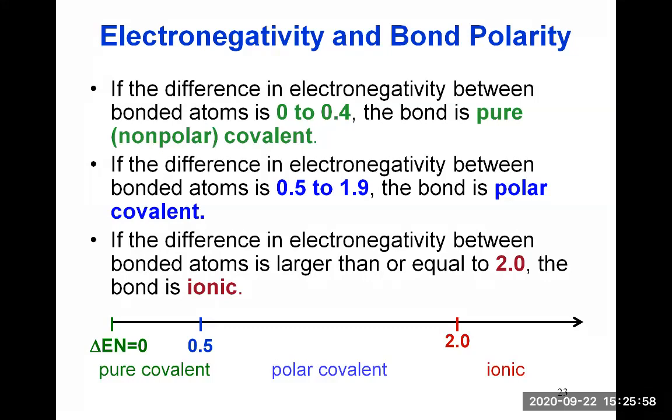And if the difference in electronegativity between bonded atoms is larger than or equal to 2, then the bond is ionic. So values of 2 or more in electronegativity difference will imply ionic bonds. So you will have to remember those limits.